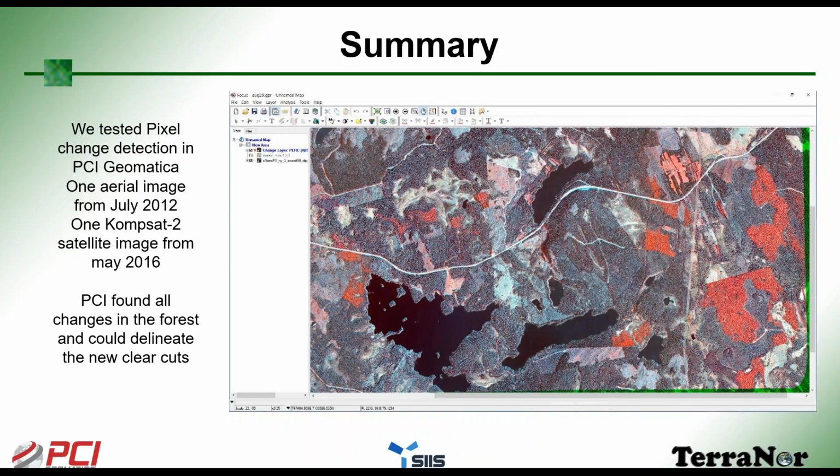Okay, this is the summary of what we did. We tested pixel change detection in PCI Geomatica on an aerial image from July 2012, and compared it to a satellite image from May 2016. Both were in 1 meter resolution, and by using PCI change detection, we found all the changes in the new satellite image. We found this method is quite simple.